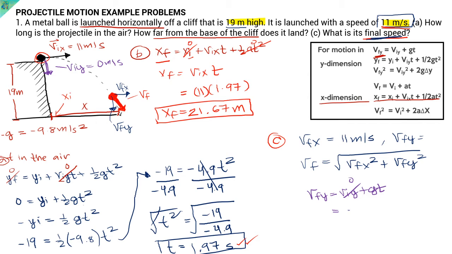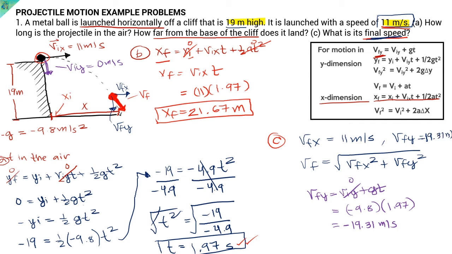So our final velocity would be negative 9.8, that's the gravity, multiplied by the time for this situation to happen, and that's 1.97. Okay, so let me get our calculator. The answer is negative 19.31 meters per second. So that is now our final velocity here, negative 19.31 meters per second.